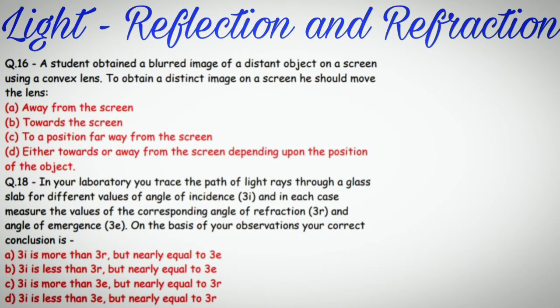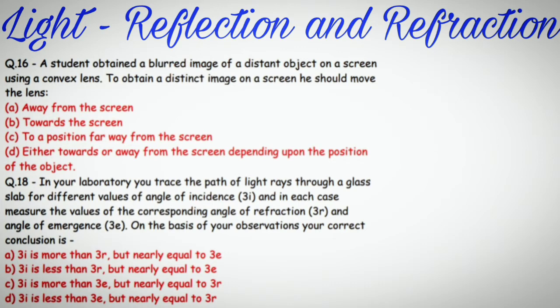Next question comes here. A student obtained a blurred image of a distant object on a screen using a convex lens. To obtain a distinct image on the screen, he should move the lens: Option A, away from screen. Option B, toward the screen. Option C, to a position far away from the screen. Option D, either towards or away from the screen depending upon the position of the object. And the correct answer is either towards or away from the screen depending upon the position of the object.